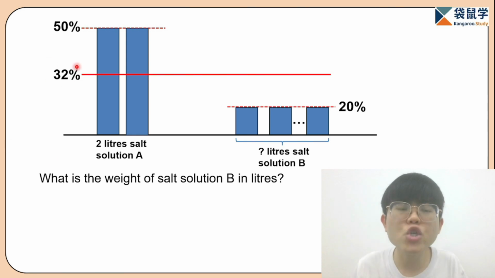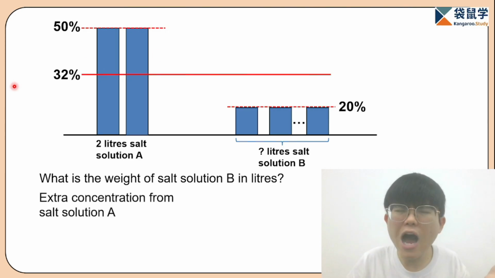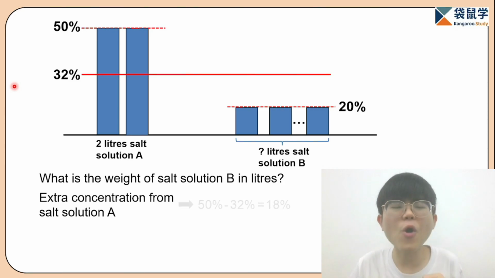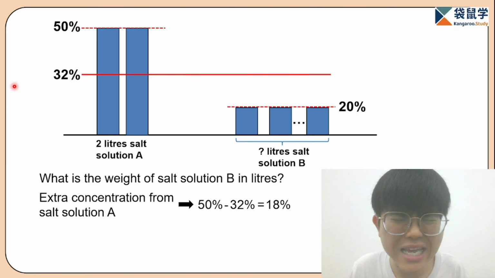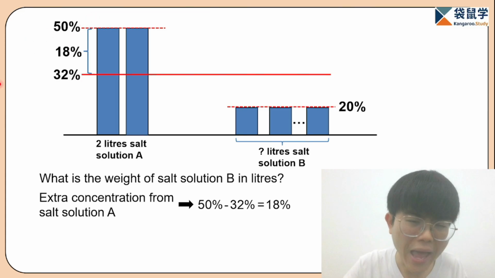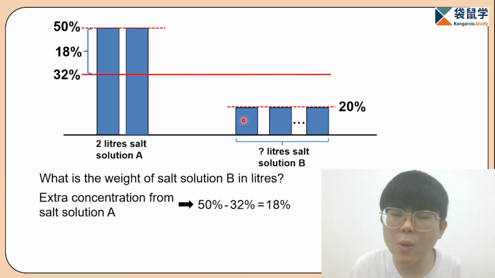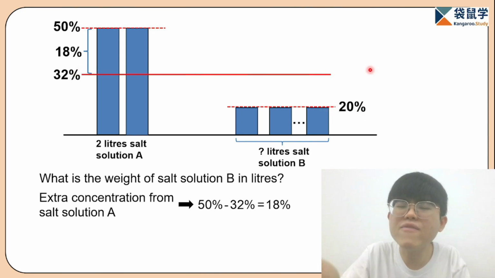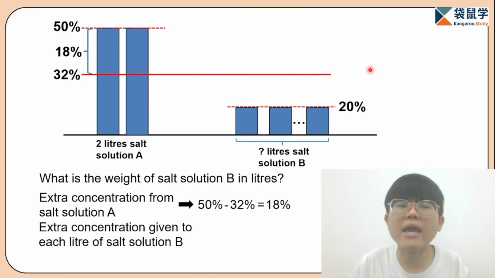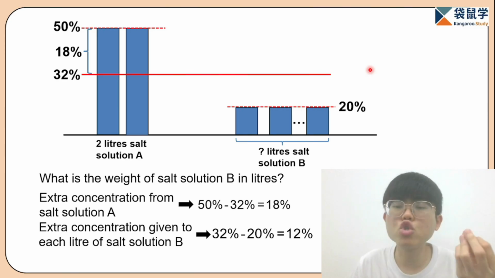Now let me ask you a question. Since we already know that the mixture is 32%, for these 2 liters of salt solution A, how much extra concentration do I have to take from here? It will only be 50% minus 32%, which is 18%. Again, we know that this part right here is 18%. Now, to make sure that each liter of this salt solution, which is 20%, becomes 32%, what is the extra concentration they have to be given? For each liter, they have to take 32% minus 20%, which is 12%.